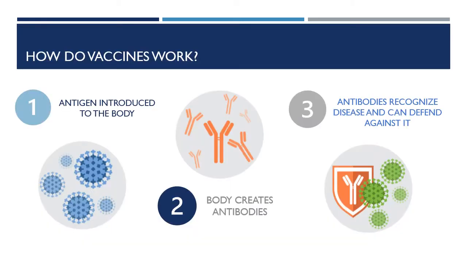How do vaccines work? Let's start with the absolute basics. One, you're introduced to the antigen, a weakened or inactive virus or bacteria, or genetic coding. Two, the body then produces antibodies against the disease. And three, when exposed to the disease, the body will now know how to fight it off, preventing infection altogether or preventing any serious illness or death.